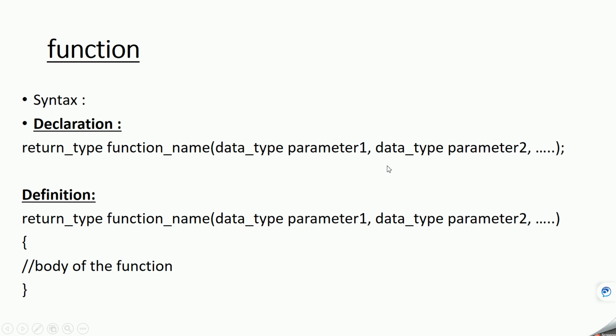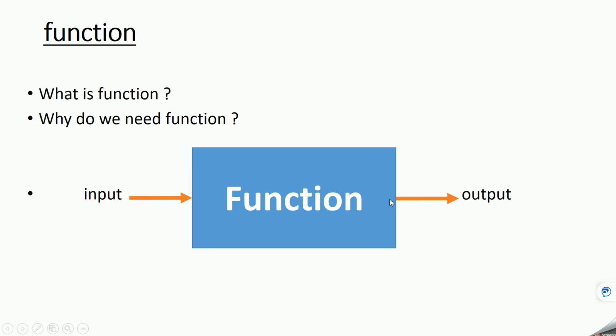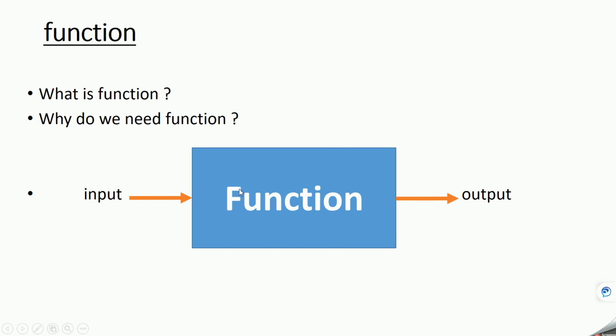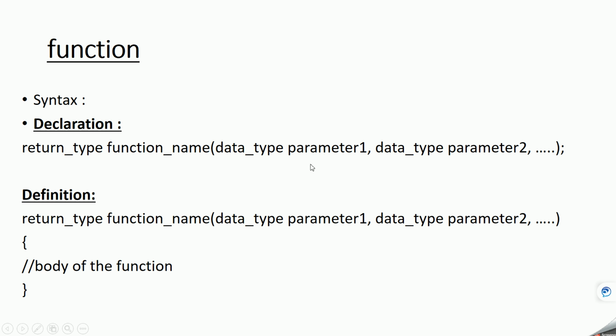And here the return type is nothing but the output, whatever you are seeing here, and this input is nothing but these parameters that we are seeing here, and the function name is nothing but this box name. Okay, so this is telling I am this kind of person, and you will be able to do this kind of operation. Another thing is there is the definition.